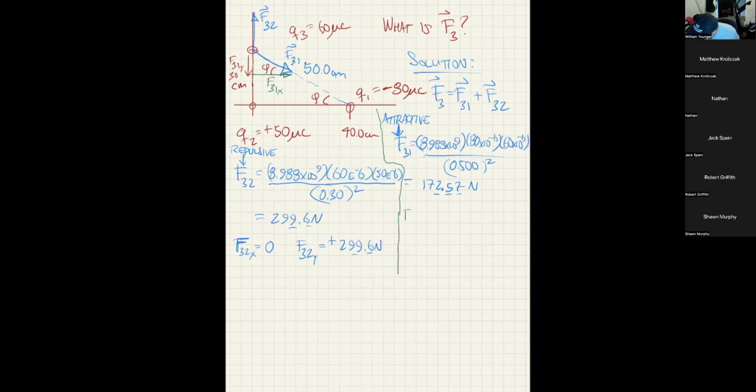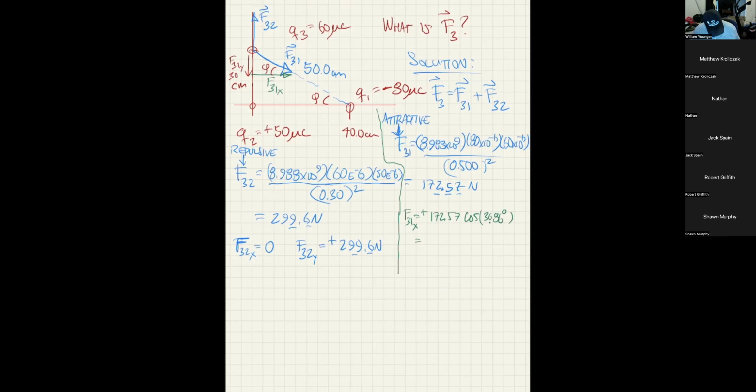I can say F31 X is going to be positive 172.57 times the cosine of phi. Well, I will tell you that phi is in fact 36.86 degrees. That's because of the 3-4-5 triangle: if you take the inverse tangent of 3/4, you'll get 36.86. I'll write that off to the side. Can't we just do times 0.8? Yeah, you could do that as well.